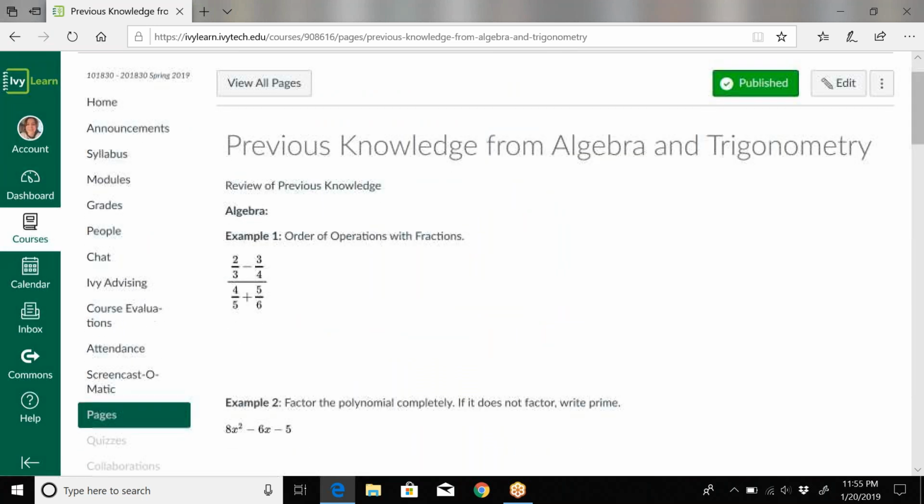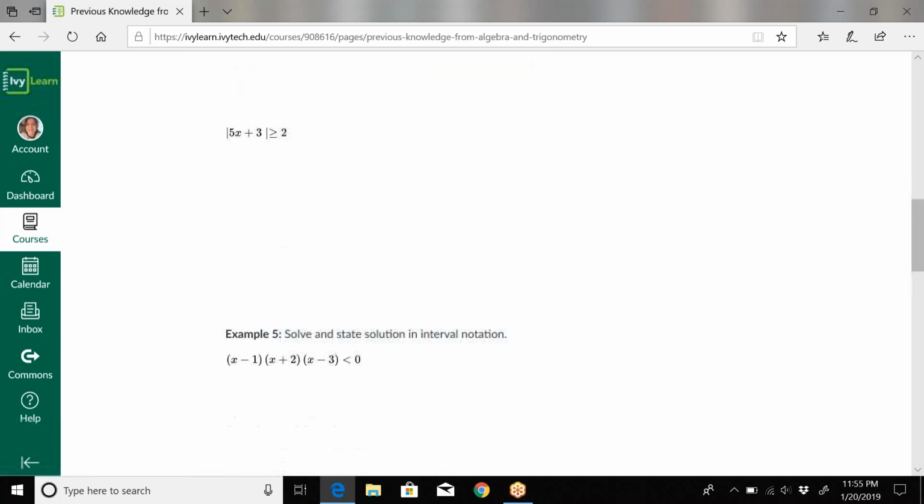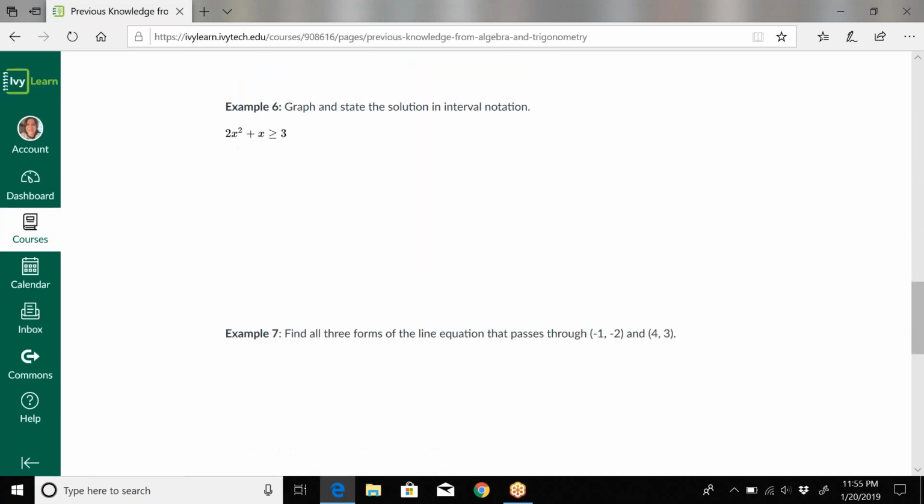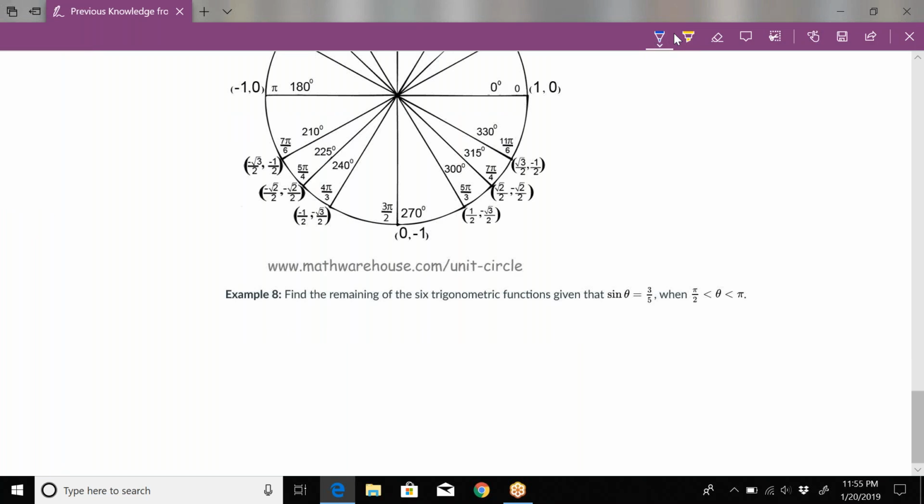So if we look at, I believe it was example number 6. Yes, this is the one we did not get to in class. So it says graph and state the solution in interval notation. So I'm going to go ahead and get my ink. Sometimes you have to fiddle with this. There we go.